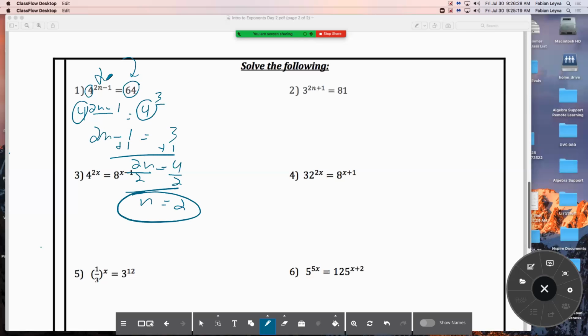So again, very basic strategy, but I like to call it incognito, because the strategy is there. You just have to do a little pre-work to make sure it fits what we are trying to do, which is to get those bases the same.